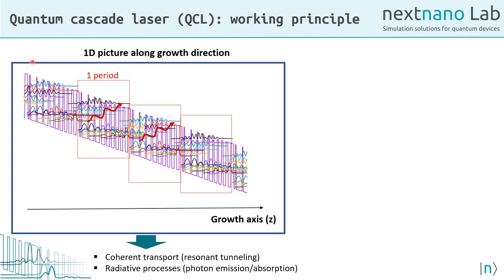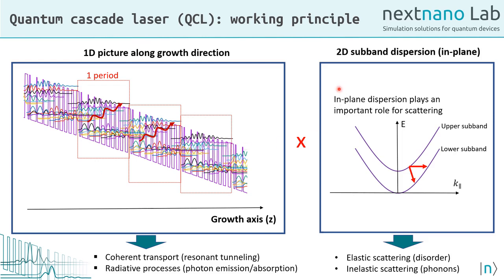And if we look along the growth direction in this picture, we can understand how the current transport works in terms of tunneling and how the radiative processes work in terms of photon emission and absorption. But if we want to understand also the non-radiative processes, we need to look at what happens in the plane. Indeed, as we have a 3D device, we need to consider also the in-plane dispersion.